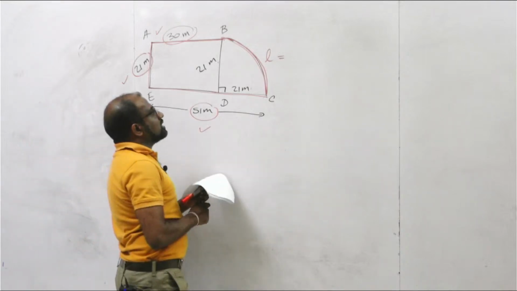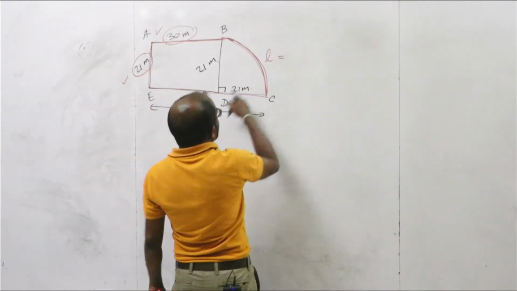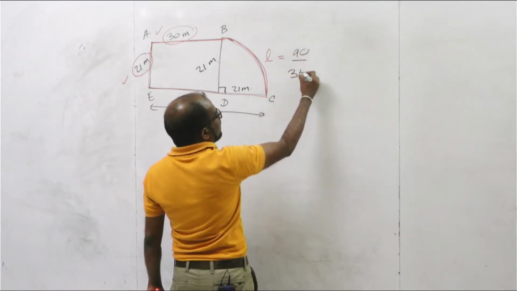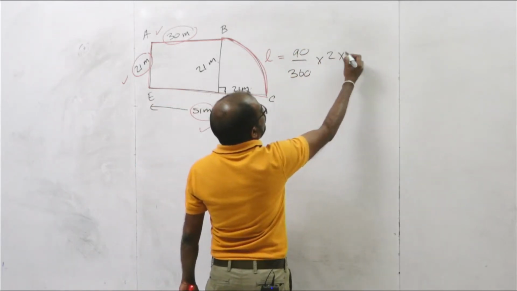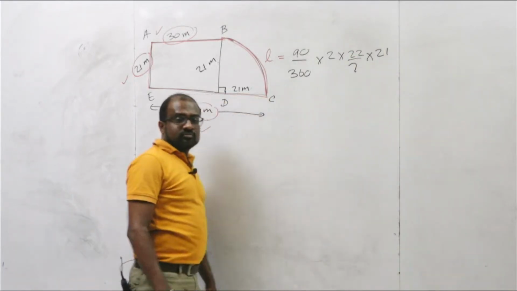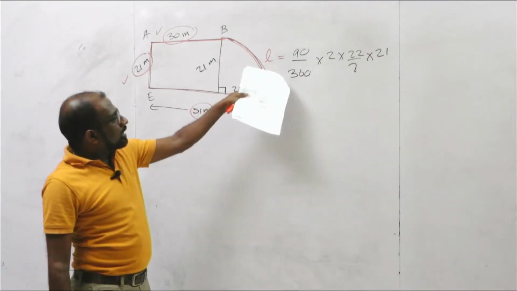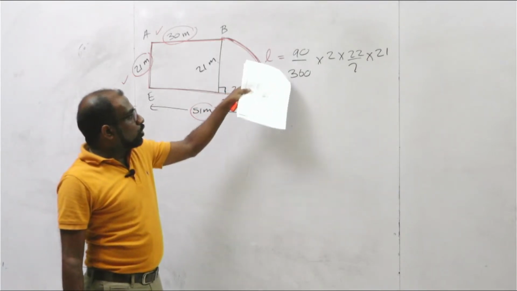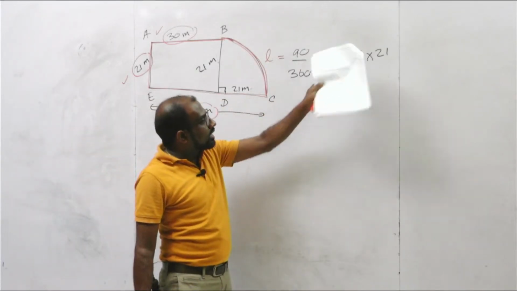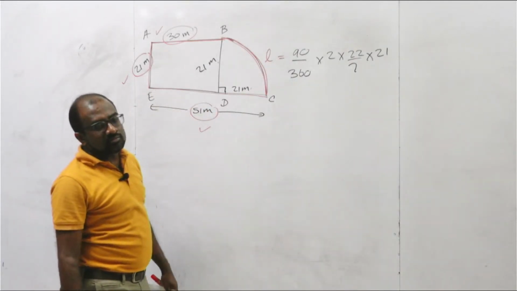What is the length of BC? Theta, that is the angle at the center, is 90. Theta over 360 into 2πr, radius 21. This arc length you can calculate by this formula: theta over 360, where 90 is the angle at the center, 2πr with radius 21 meters.